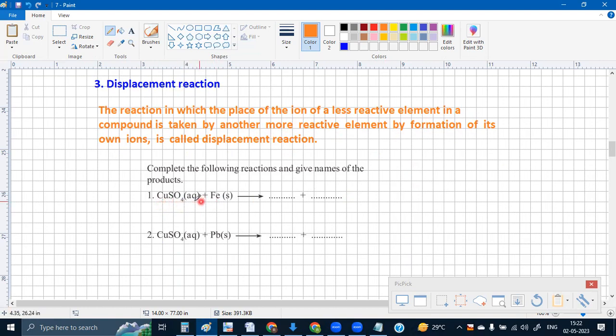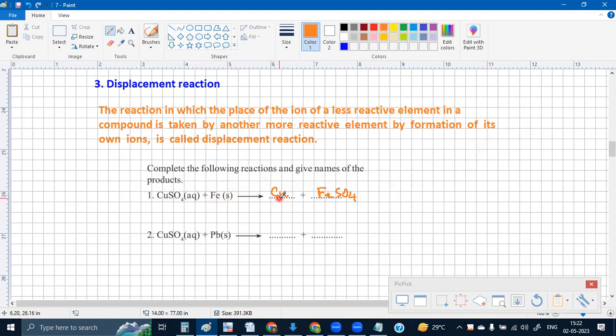So what happens over here? Copper will be out because it is less reactive. So this is going to give us Cu, and Fe will go with SO4. It is going to become FeSO4. So here the displacement of copper by iron Fe is taking place. This kind of reaction is a displacement reaction. Copper is less reactive, as given in the definition.